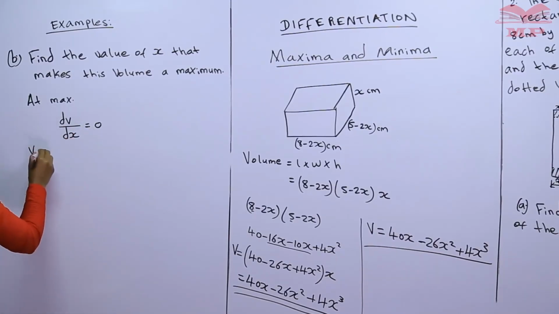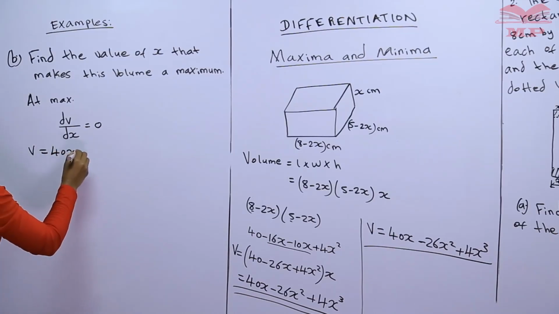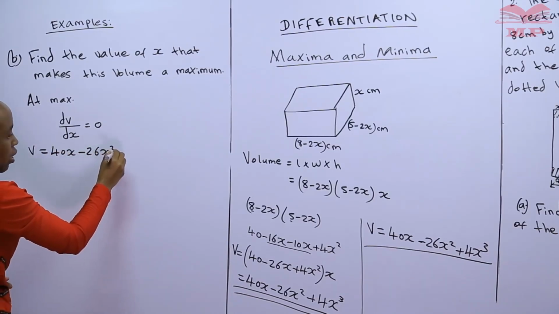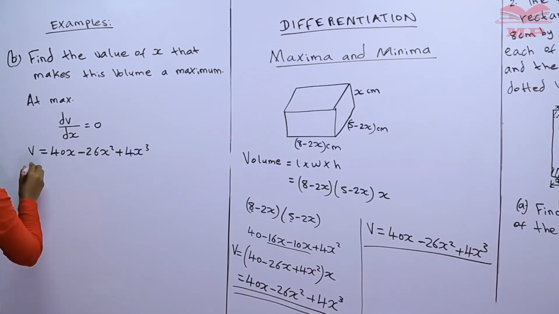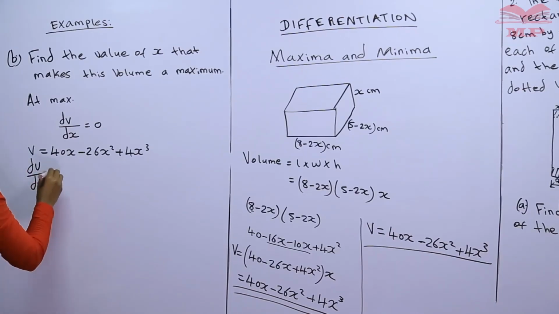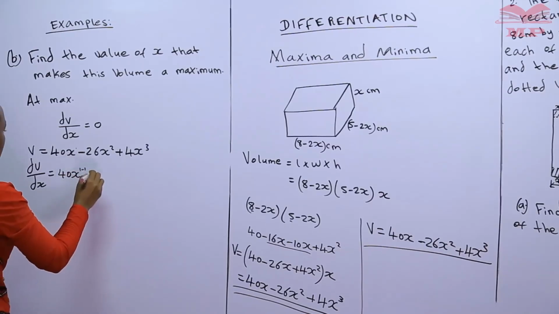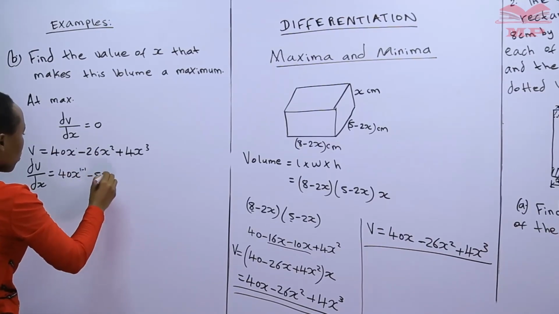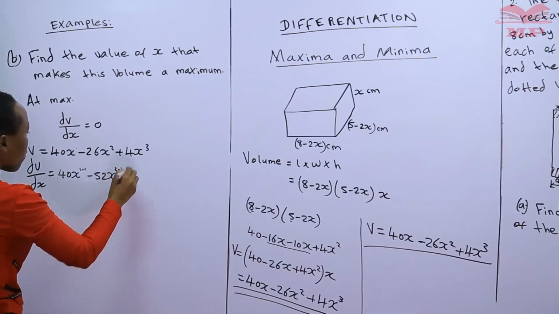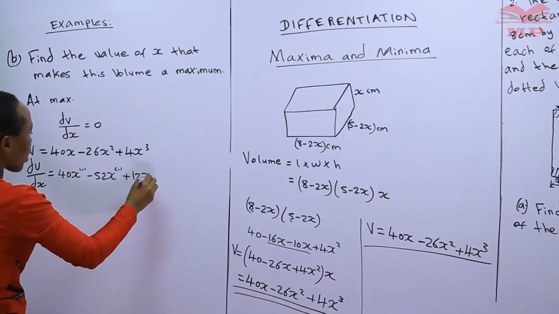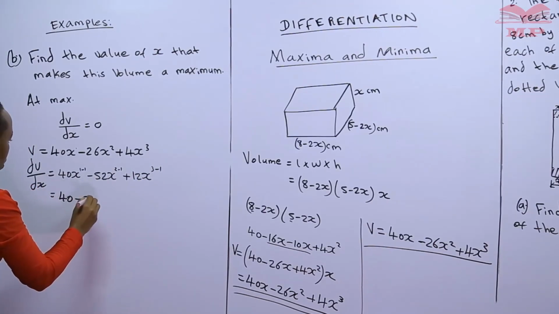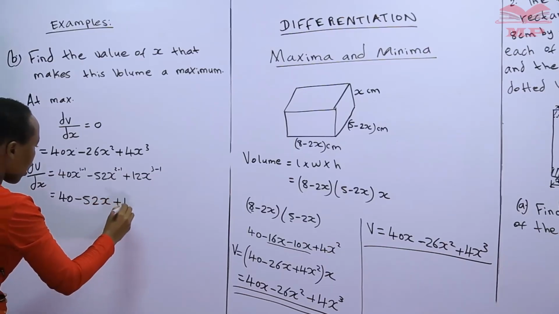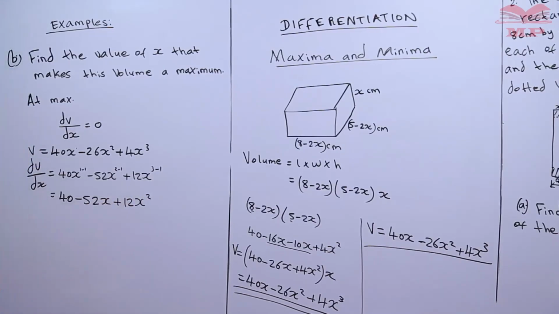So we have v equal to 40x minus 26x squared plus 4x cubed. So we have our dv all over dx, which will be equal to 40 times 1, minus 2 times 26, that is 52x, plus 4 times 3, that is 12x squared, which is 40 minus 52x plus 12x squared. So we equate this to 0.